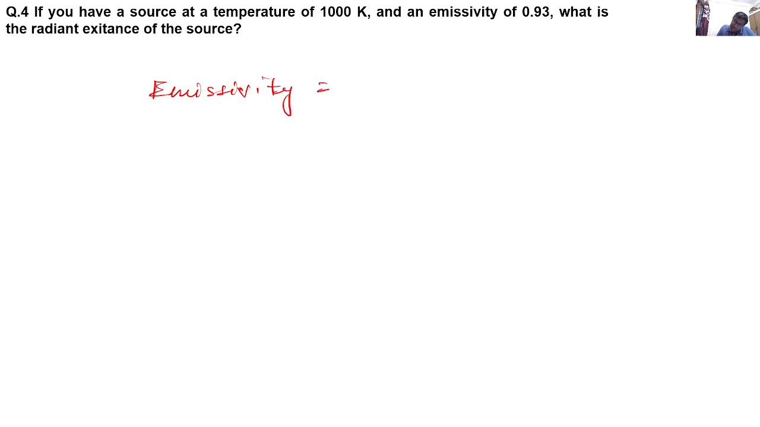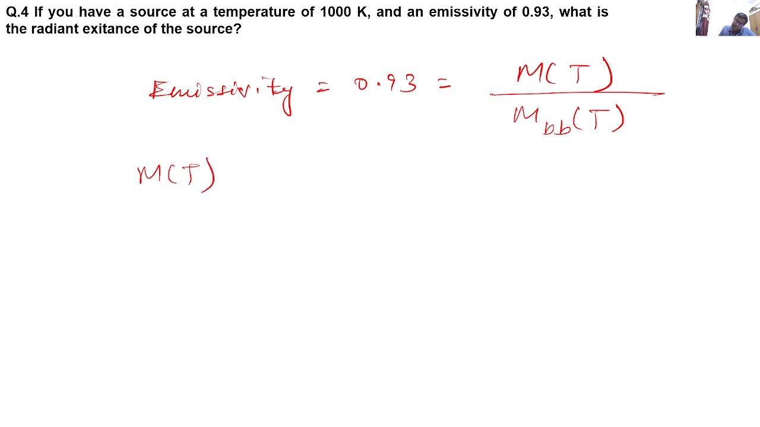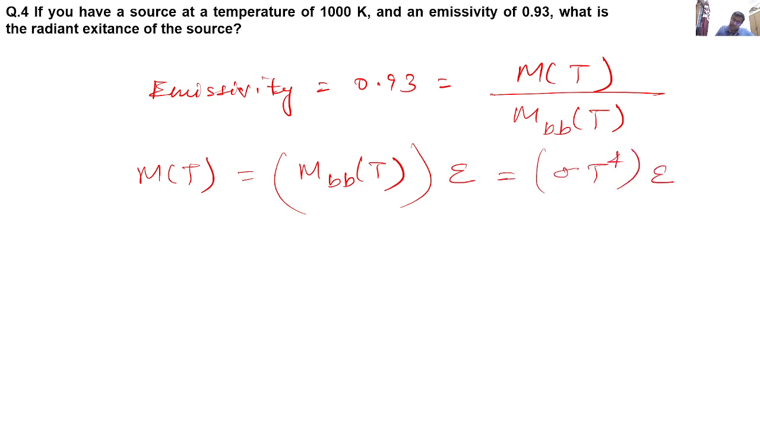So emissivity is 0.93, which is basically the radiant excitance of the body divided by the radiant excitance of a black body. So you need to answer what is the radiant excitance of the source. It is the radiant excitance of a black body at a given temperature times epsilon, which is the emissivity. So it's straightforward. It would come out to be sigma T to the power 4 times epsilon.